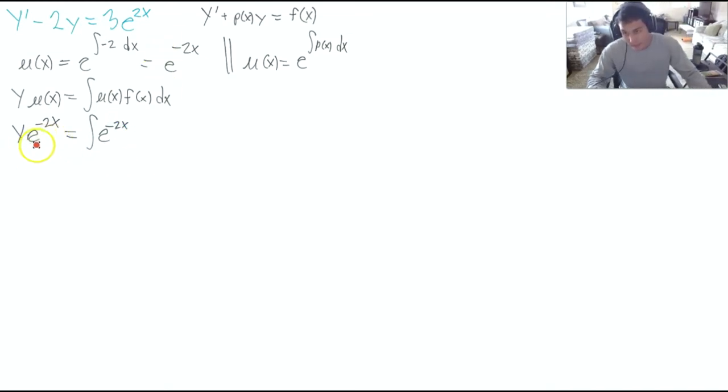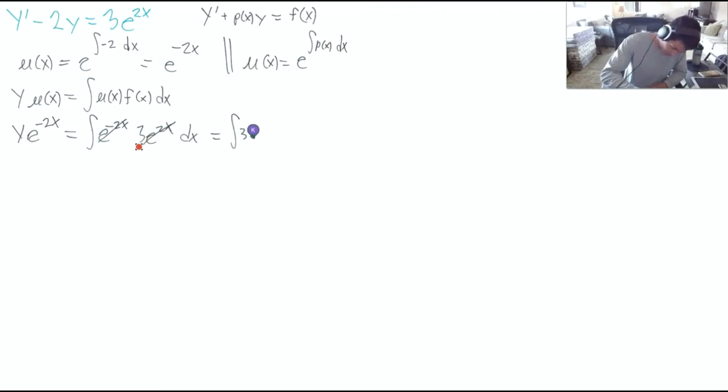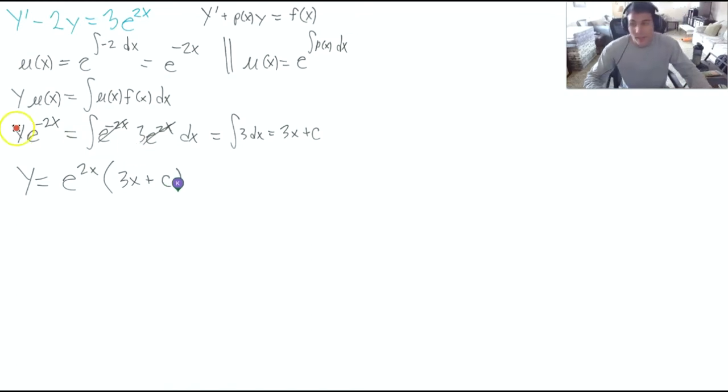By the way, you cannot divide this one out and cancel this. That's not how it works. Once there's the integral sign and there's a function of x here, it has to stay. I wish it was the other way. 3e to the 2x dx. So you can see the e to the 2x's cancel out, and then we just get 3 dx, which is 3x plus c. So then your answer is going to be y is equal to e to the 2x times 3x plus c. If you divide by this, it becomes a positive when you divide it. And there you go, that's your answer, just like that.